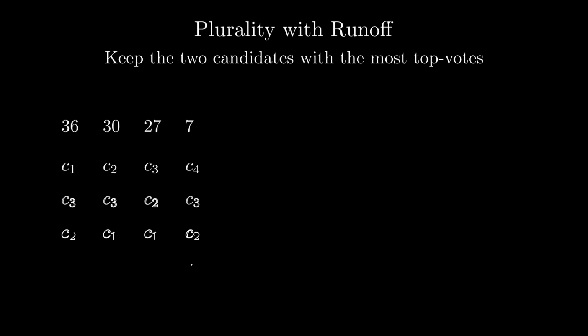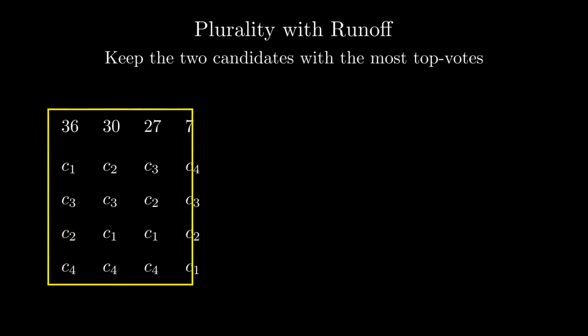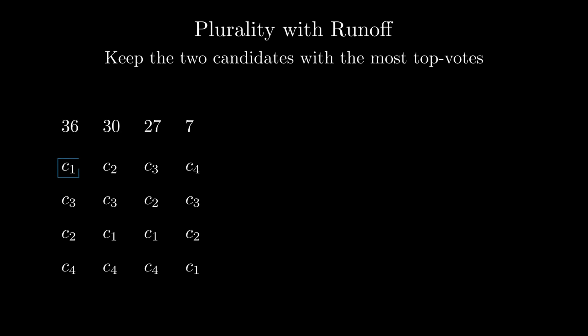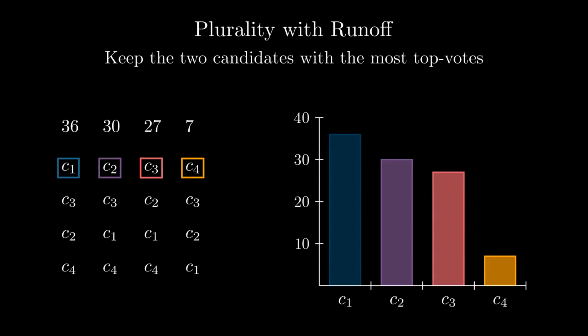Let's start with plurality with runoff, where the two candidates with the most top votes advance to a final runoff. Consider this preference profile. Here we have 36 voters who rank candidate C1 first, then C3, C2, and C4. Similarly, other groups have different preferences. In the first round, each ballot counts as a vote for its top-ranked candidate. The plot on the right shows the candidates' scores.